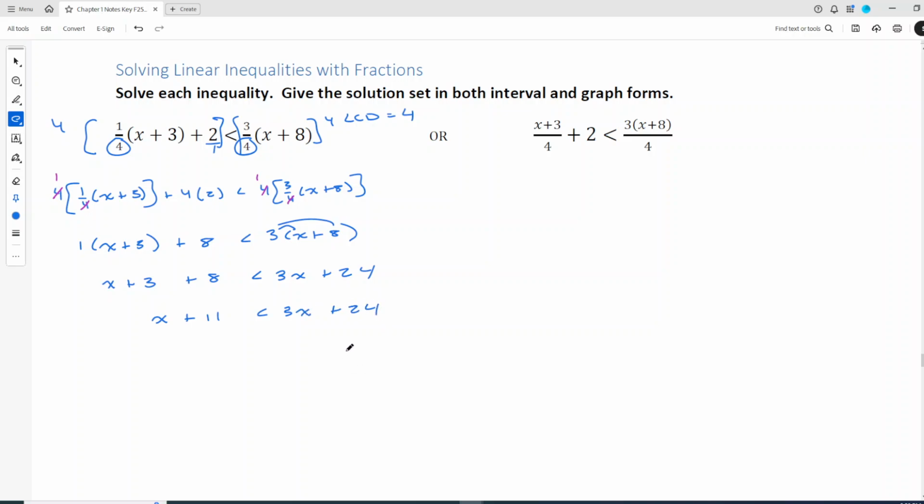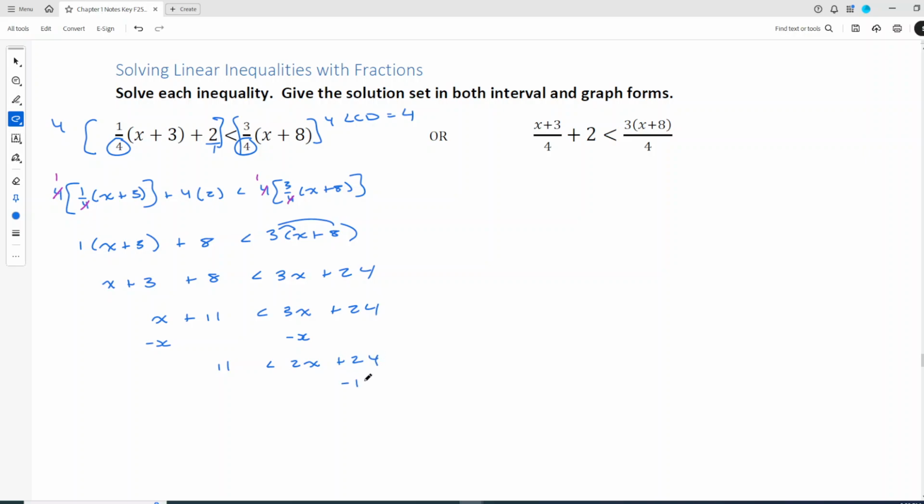Now up to you. If you want your x's on the left, you're going to end up with a negative coefficient. So when you divide, you're going to have to flip your inequality sign, or you put your x's on the right. It's entirely up to you. I'm going to put them on the right. I don't like flipping my inequality sign. So I end up with 11 is less than 2x plus 24.